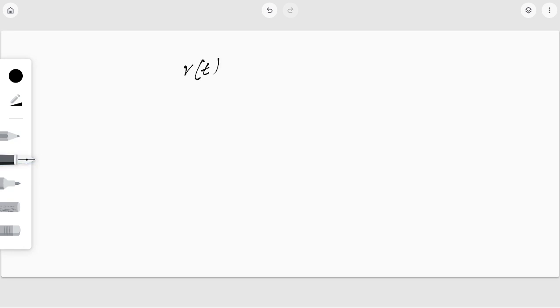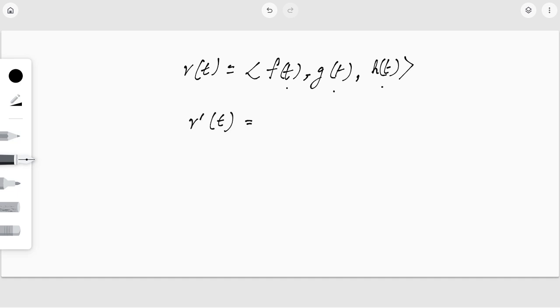9.1.2, that is, if r of t, the vector function, r of t equals f of t, g of t and h of t, and suppose the derivatives of each of these components exist, then the theorem states that r dash of t, that is the derivative of the vector function, will be precisely the vector f dash of t, g dash of t, h dash of t.